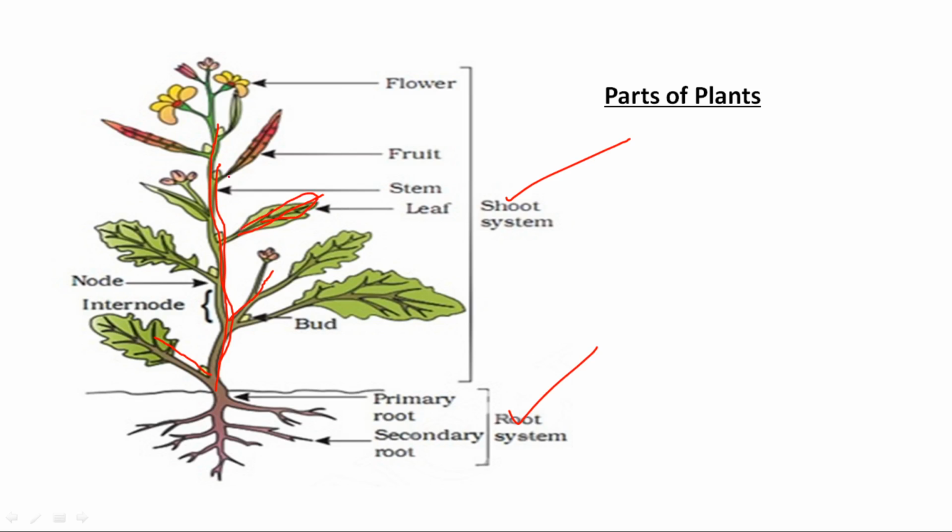Next we have bud. Look here, bud. Then they have node and internode. Node is where one branch is grown, that is called a node, and internode means the area between two nodes.